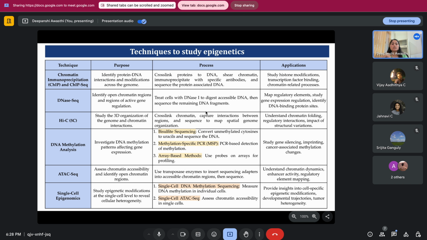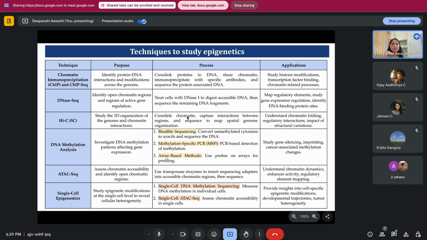And then you will sequence the remaining DNA fragments, and it is used to identify the regulatory elements, study gene expression regulation, and identify DNA binding protein sites. Then comes Hi-C, and 5C is also a modification of Hi-C, and it is used to study the 3D organization of the genome and chromatin interactions. So we will see it in detail in the later slides.